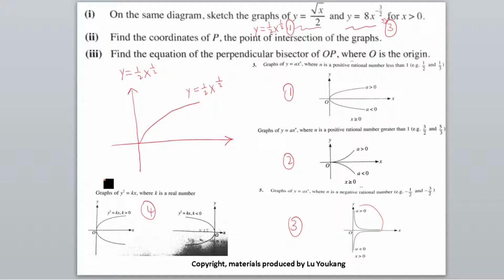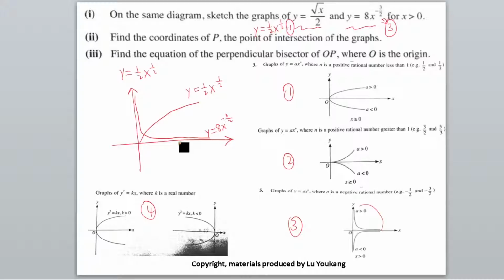So what I'm going to do is draw y equals 8 times x to the power minus 3 over 2 in the same graph. And it should look like graph 3. The question is asking you to sketch, so you just have to sketch it out. You don't have to be really exact, but you don't sketch it such that it is so out of the reasonable range.